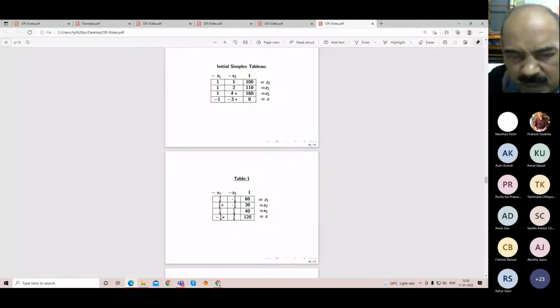For the 4, we have already done it once, and we will not repeat it again. This 4 is becoming 1 by 4. This 1 is becoming 1 by 4 because you are dividing by 4. This 160, you are dividing by 4, is becoming 40. Complete. So in the same row, the values are 1 by 4, 1 by 4, 40.